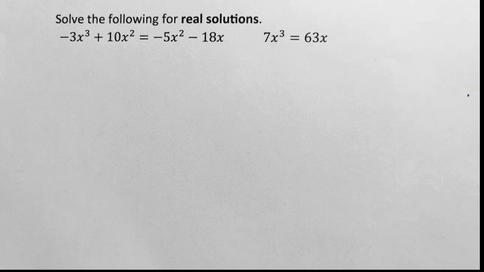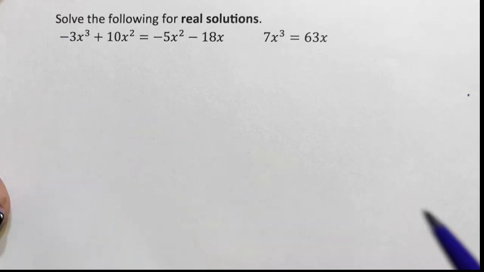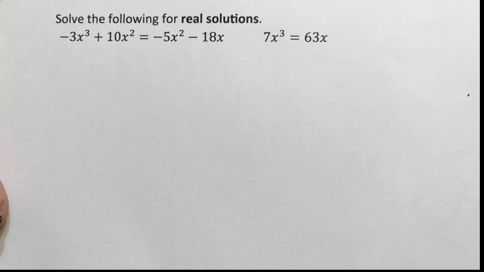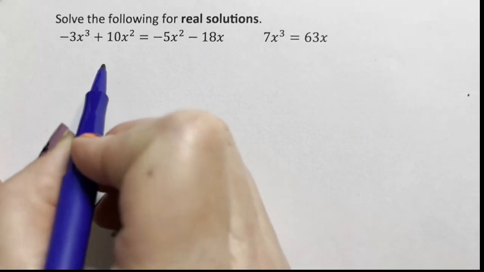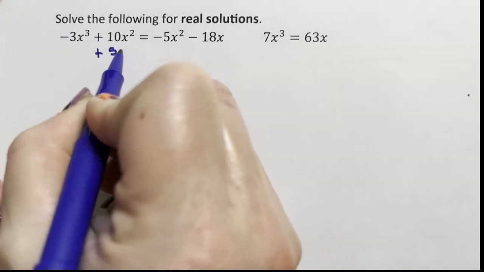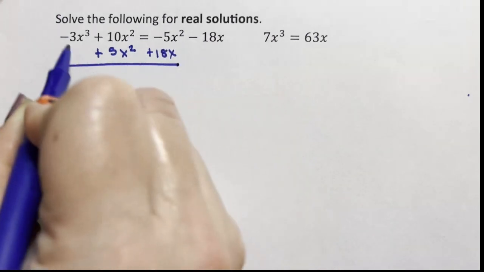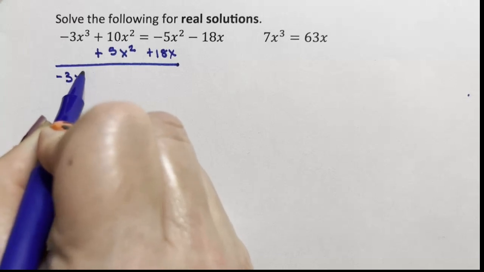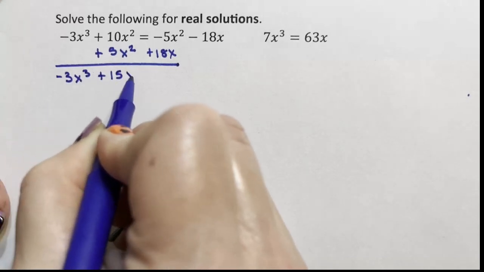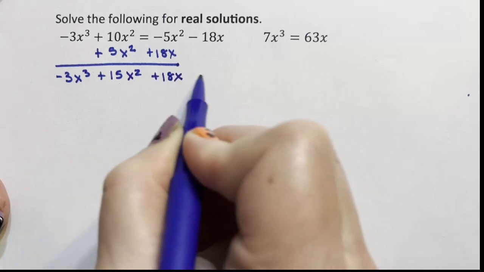Lovely process. Now, when we solve a polynomial, our first step is always to get the polynomial equal to 0 because of the zero product principle. When multiple things multiply to 0, one of them has to be 0. It's the only number that has that. And so we want to get all of this equal to 0. So for the first one, I'm going to add 5x squared and add 18x to both sides. On the left-hand side, I'm going to get negative 3x cubed plus 15x squared plus 18x equals 0.